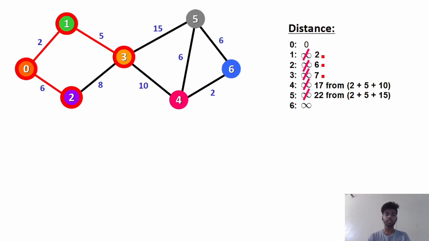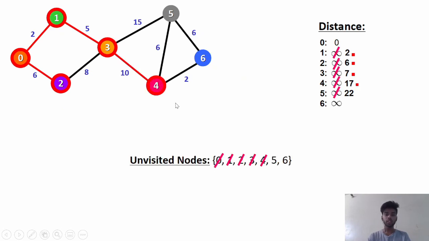Now the adjacent nodes to node 3 are 5 and 4. So the distance from 0 to 4 is 17, and 0 to 5 is 22. The shorter one is 17. So we'll mark node 4 as the visited node.